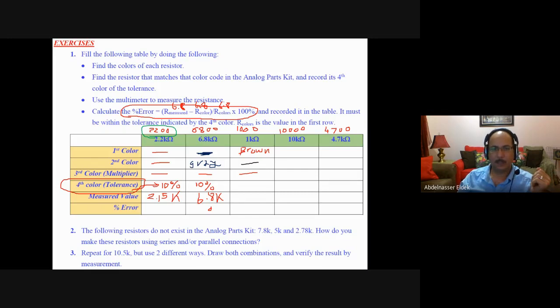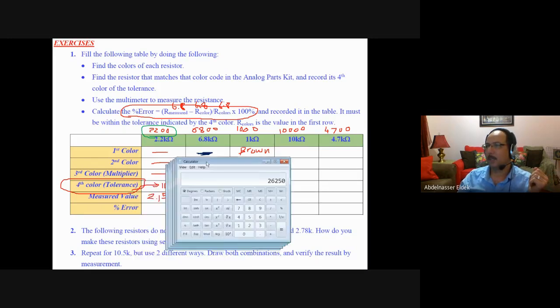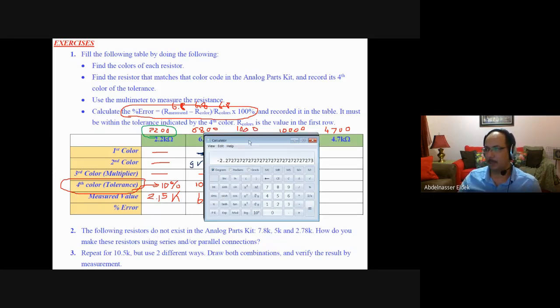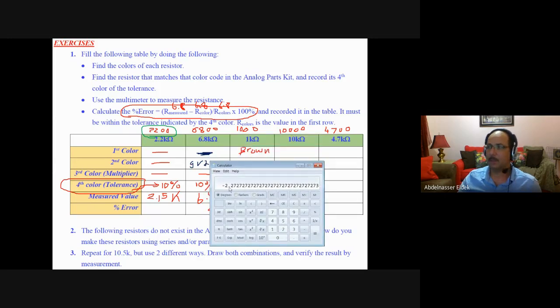So now if I want to calculate the error, then the error will be R measured, which is 2.15, minus R color, which is supposed to be 2.2, and divide this by 2.2, then multiply this by 100%. Then the error is negative 2.27%. Of course, this is okay because the tolerance for this resistor is 10%, of course, positive and negative 10%. Then 2.27 is acceptable. If it is more than 10 or less than negative 10, then this is not acceptable.